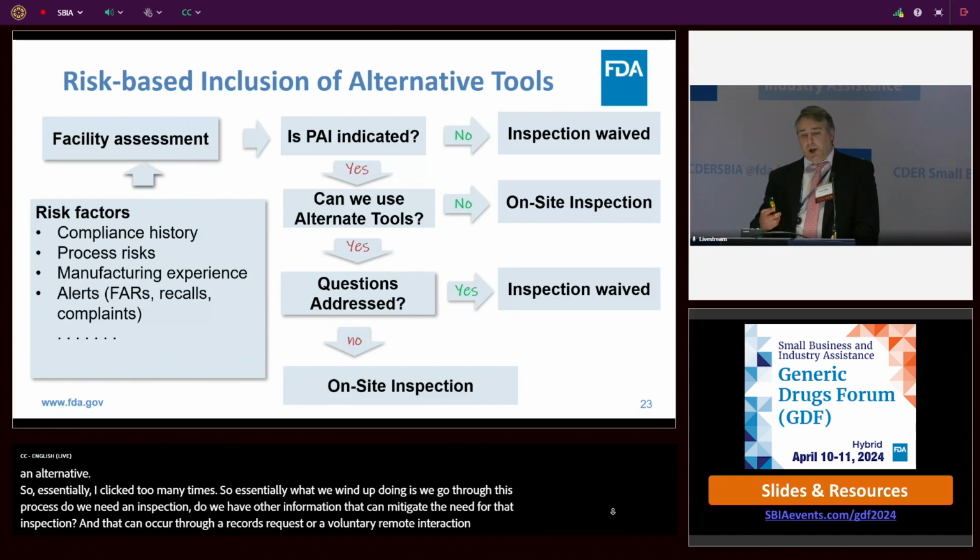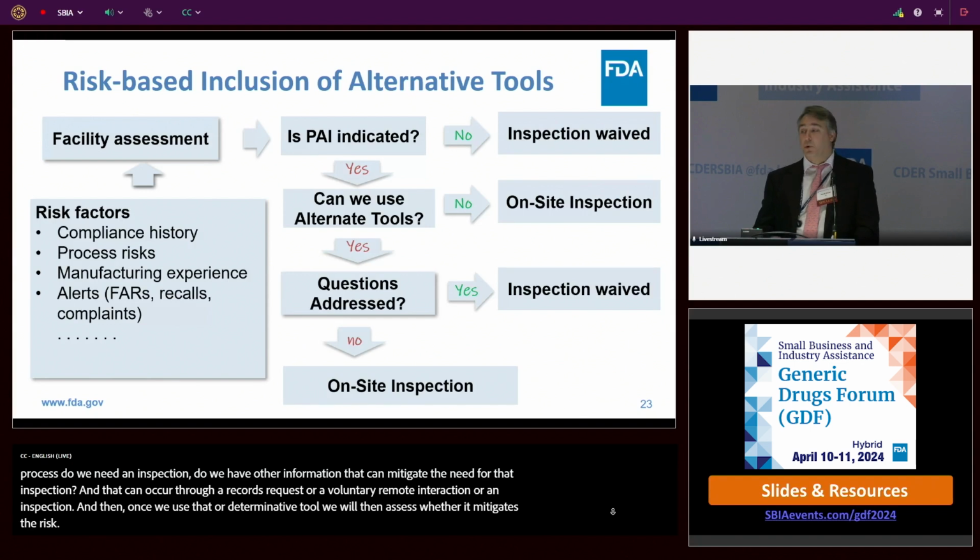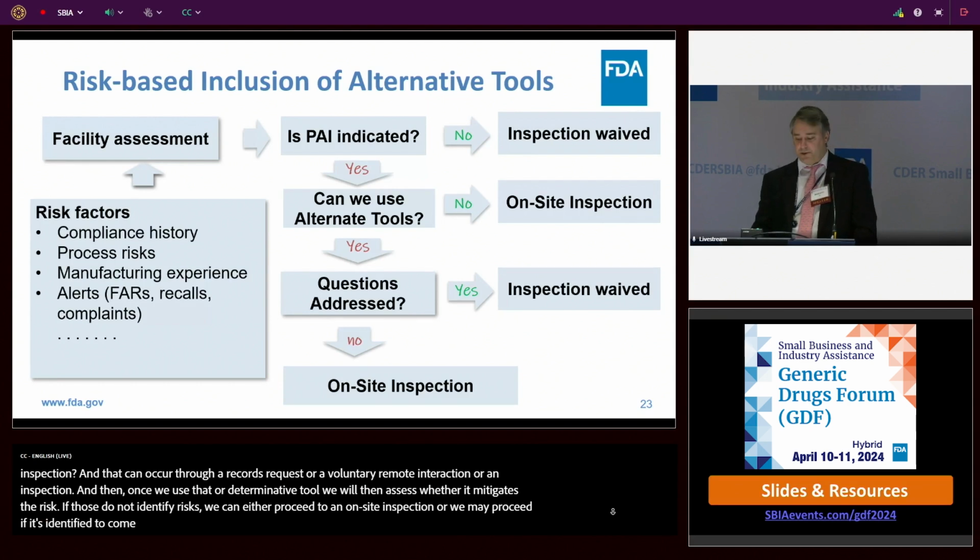And then once we use that alternative tool, we'll assess whether the information that's provided back mitigates the risk that we identified. If it does not, we can either proceed to an on-site inspection, or, if deficiencies are identified, we may proceed to take a complete response action based on an alternative evaluation of the facility.